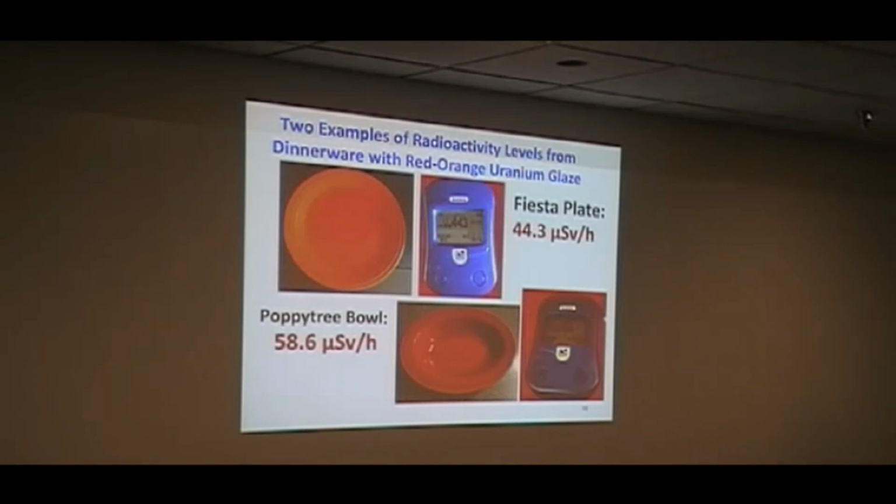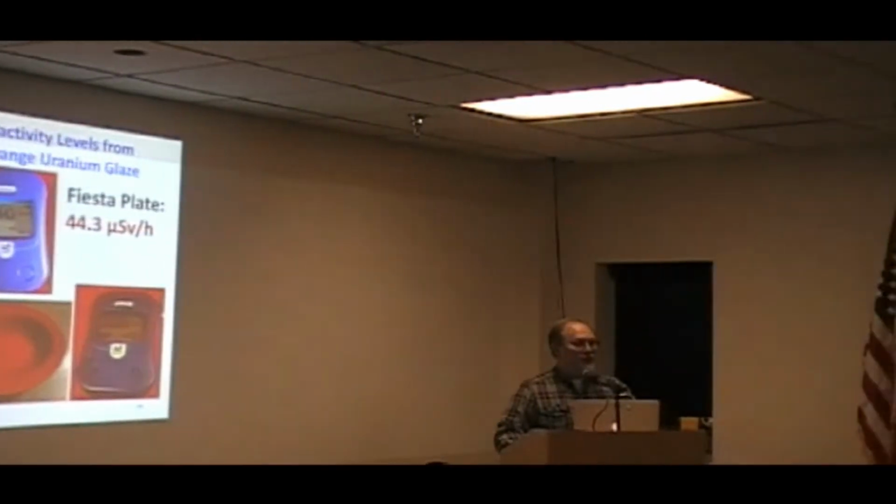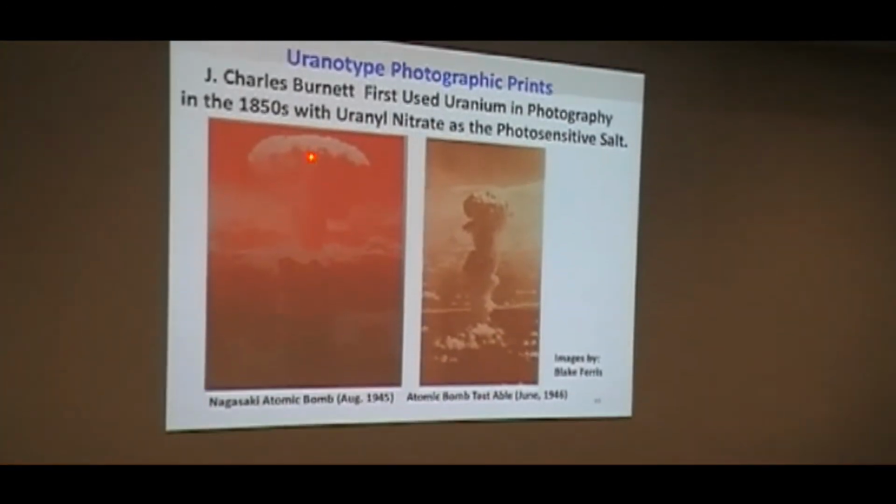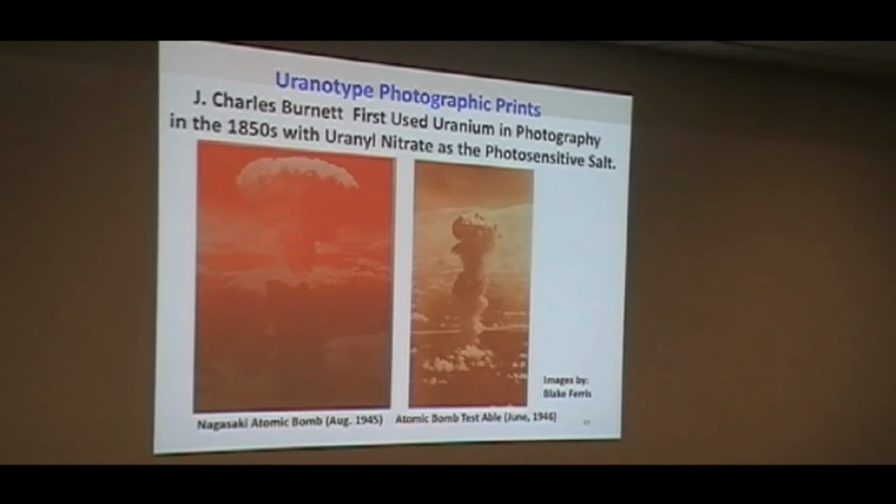There was another application of uranium that I wasn't aware of until a couple of weeks ago when I was doing some research for this talk, and it turned out that uranium was also used in photography. As silver was used in the daguerreotype in the mid-19th century, it was discovered that you could use uranium salts. A fellow named Burnett used it in photography with uranyl nitrate. And these are photographs that were printed with the uranium process.